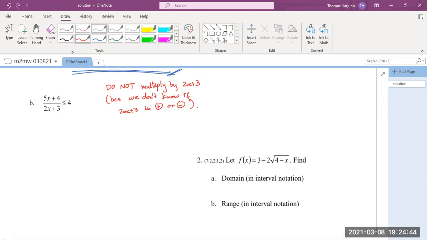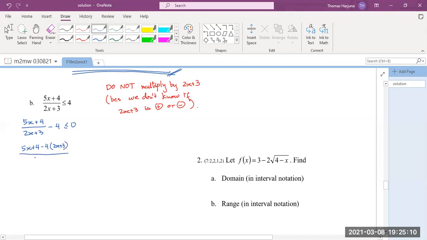Okay, that's not what you do. What do we do instead? We subtract both sides by 4 and then do the LCD. Basically, I simplify this rational expression into a simple rational expression with only one fraction. So I multiply by the LCD over LCD for the second term. I get 5x plus 4 minus 8x minus 12 over 2x plus 3 less than or equal to 0. So negative 3x minus 8 over 2x plus 3 less than or equal to 0.